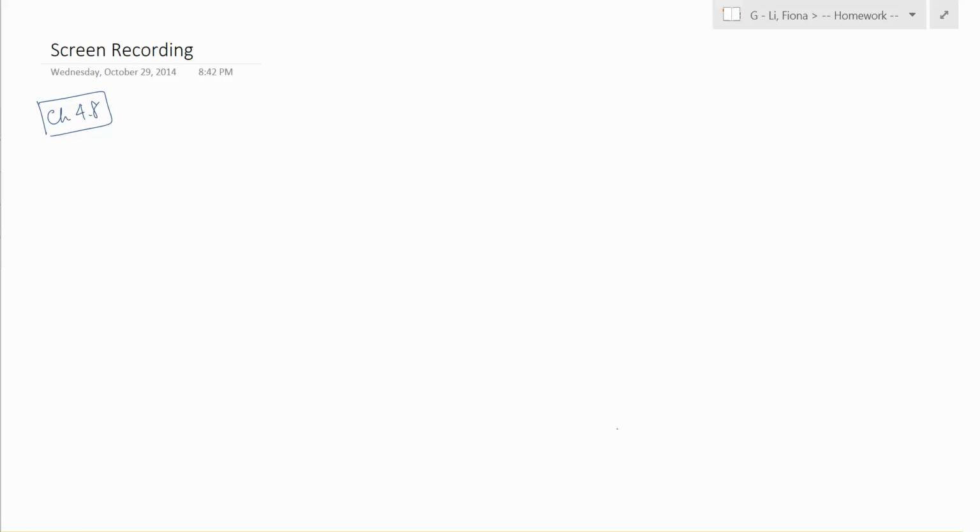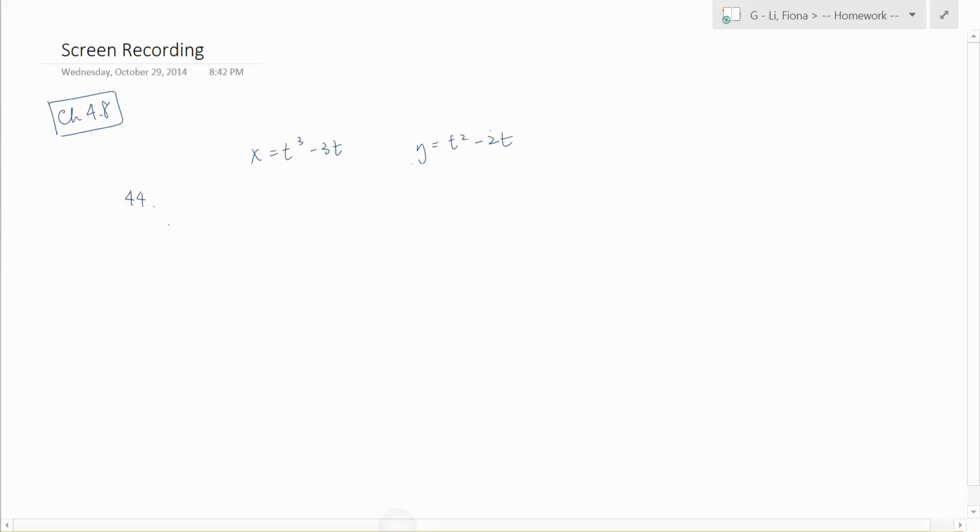So today we will be working on chapter 4.8, and the question that we'll be working on is 44. It has three parts, not too long. So we're given a pair of parametric equations, and for the x, it is defined as x equals t cubed minus 3t, and for the y, it is y equals t squared minus 2t. And so for part A, we're asked, does the particle ever come to a stop? If so, when and where?